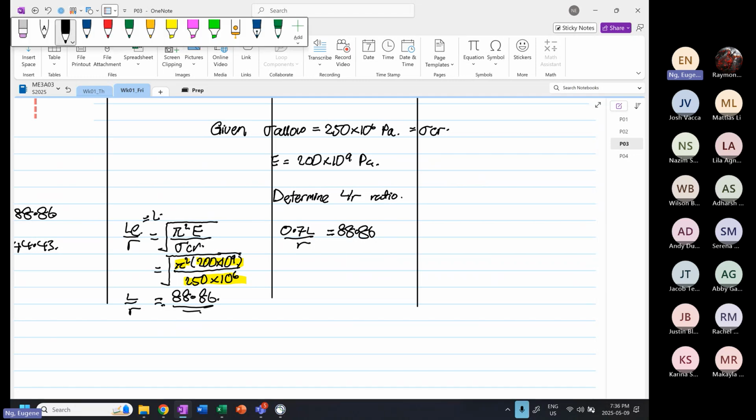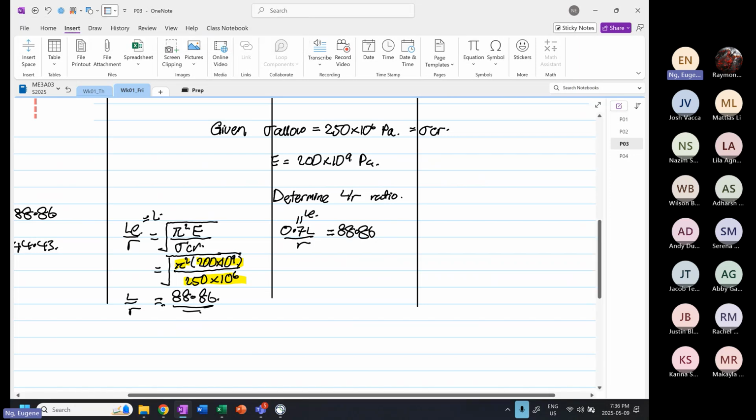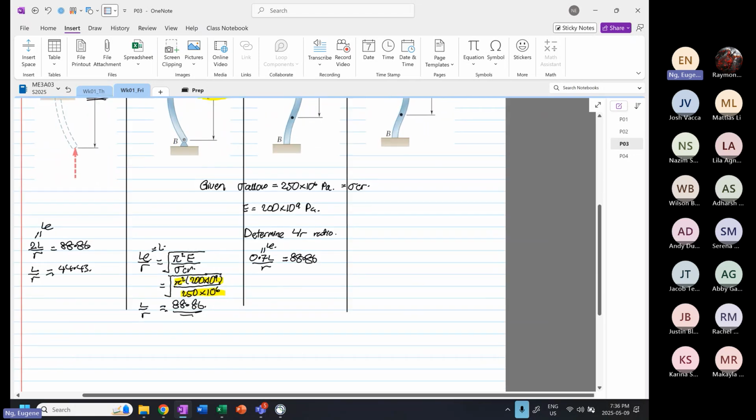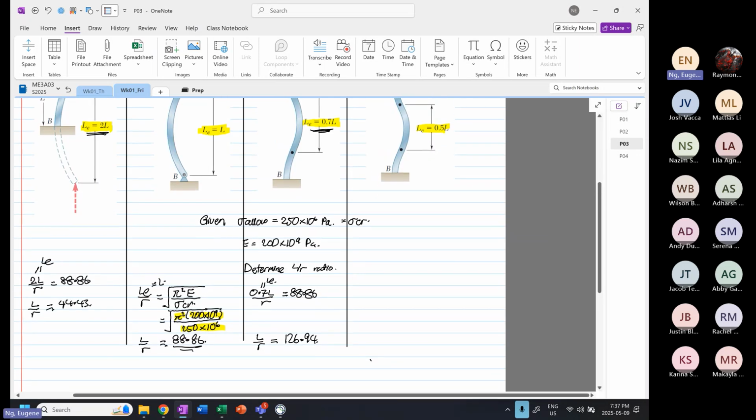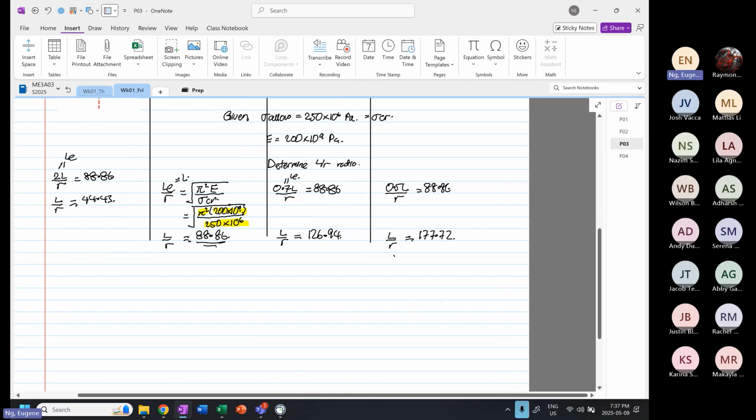The only thing that is different is the equivalent length, LE. For one end pinned and one end fixed, L over R will be equal to 88.86 divided by 0.7, which is 126.94. And then finally, the last one is 0.5 L divided by R, also equal to 88.86. So the L over R will be 88.86 divided by 0.5, which is 177.72.